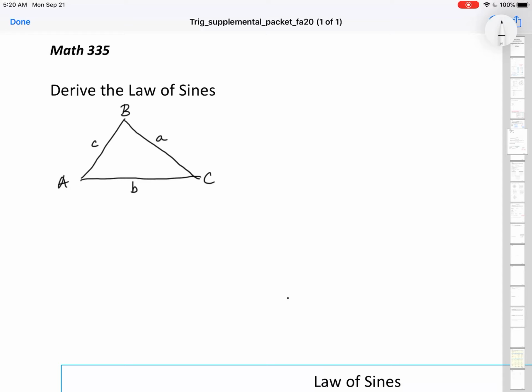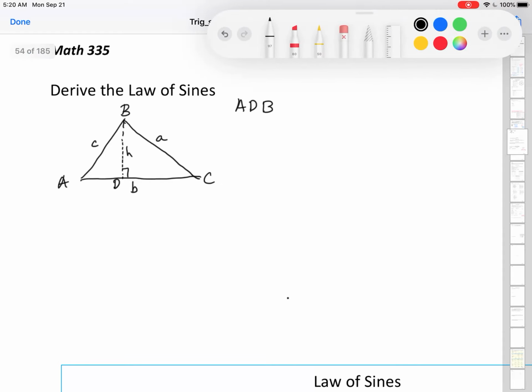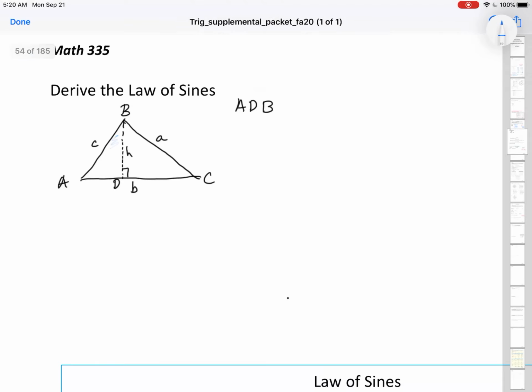And so I have this triangle with the labeled sides, and we don't know anything about it, so we're just going to solve it in general. I'm going to drop a perpendicular down here, and we'll call this height little h. And to derive the law of sines, let me give this another letter, D. So let's look at triangle ADB. Where's triangle ADB? It's this triangle right in here. So that's the triangle I'm looking at first, triangle ADB.